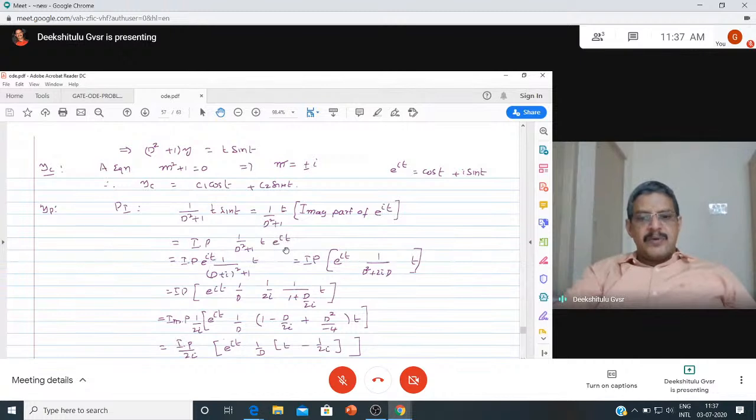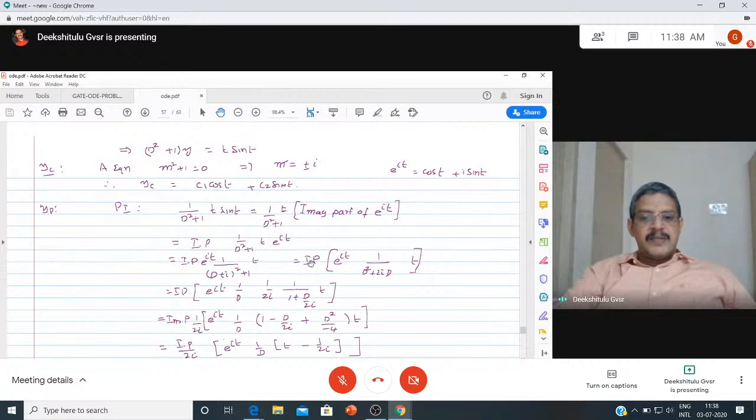Shifting property we have now. You bring out this e power it, then 1 by D plus i whole square. What happens? e power ax into Vx. What is 1 by f of D on e power ax into Vx? It is e power ax into 1 by f of D plus a on Vx. That's what we are doing. Bring out this e power it, then 1 by D plus i whole square plus 1 operated on t.